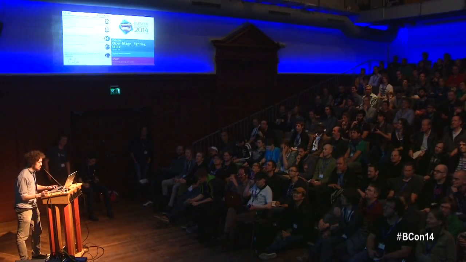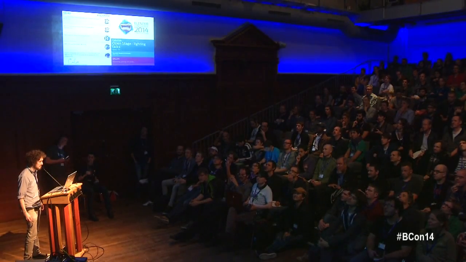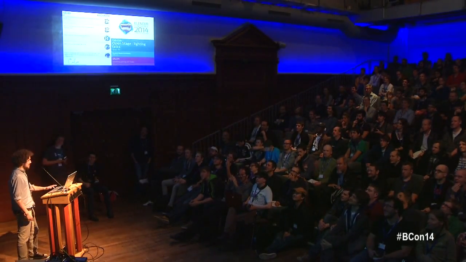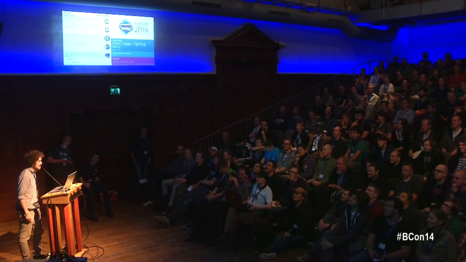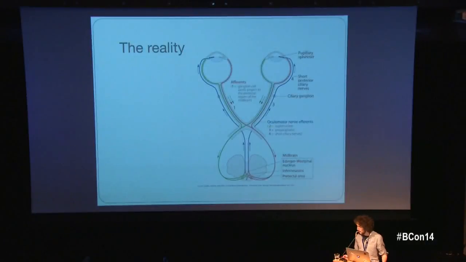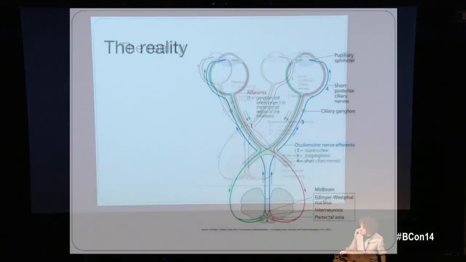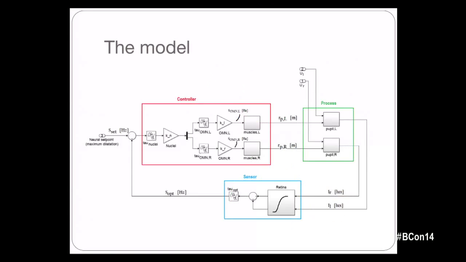So the assignment that we got for school is to simulate the effect of oculomotor nerve palsy on the anisocoria of the pupillary light reflex. Or, when you hit your head really hard, will that mess up your eyes? So this is the reality that we're trying to model. You see a lot of efferent and afferent neurons. Basically, the neurons that go to your eye that control your muscles, we're trying to model.